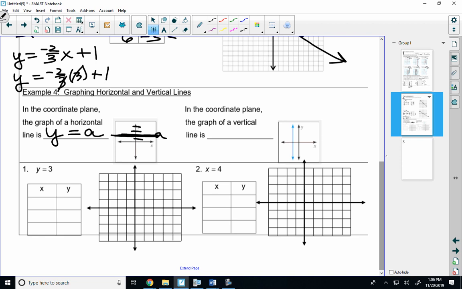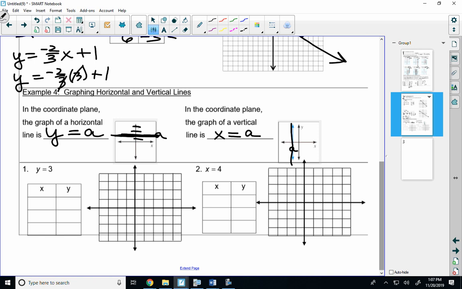And then over here, on the second part, in the coordinate plane, the graph of the vertical line is always x equals a. So let's say this is an x value of a. Vertical line is x equals a. Because if x is always the same, you can't move left and right. You can only move up and down. The x value stays the same.